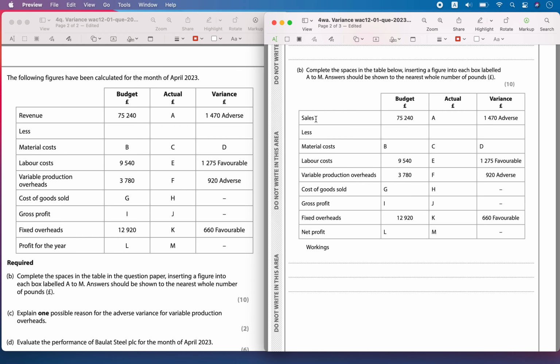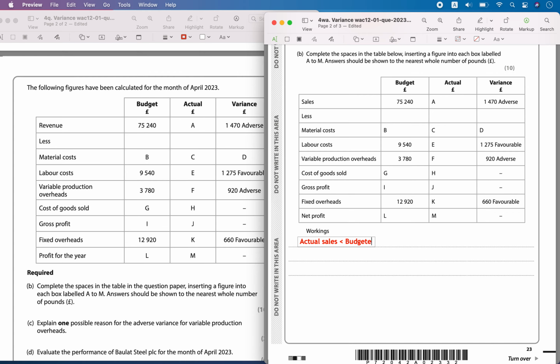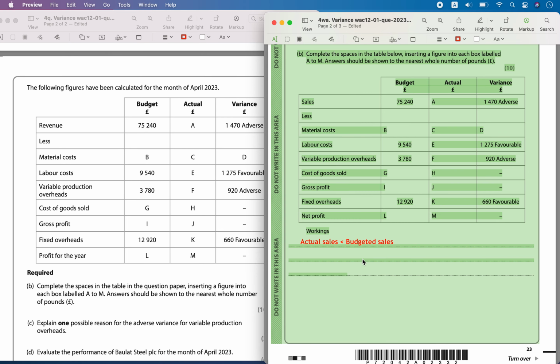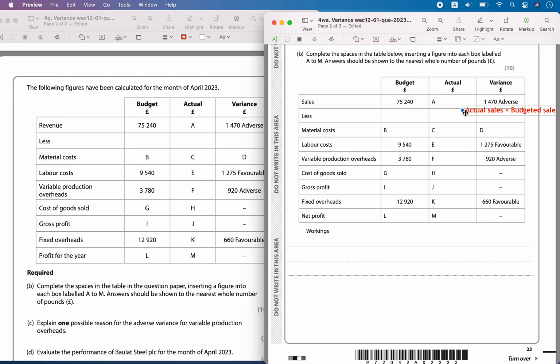First one is the sales. They have given the budget, the actual we don't know, and the difference is an adverse of 1470. So when does it become adverse? When my actual sales has become less than my budgeted sales, then it becomes adverse. That's when I call it adverse sales. So that means my actual sales has become less.